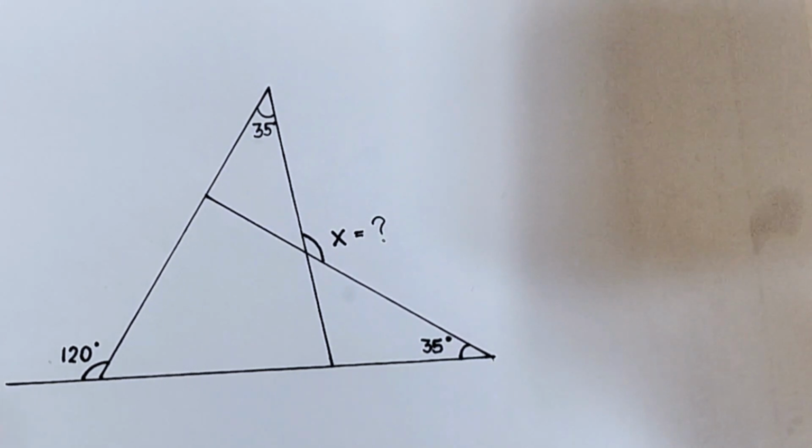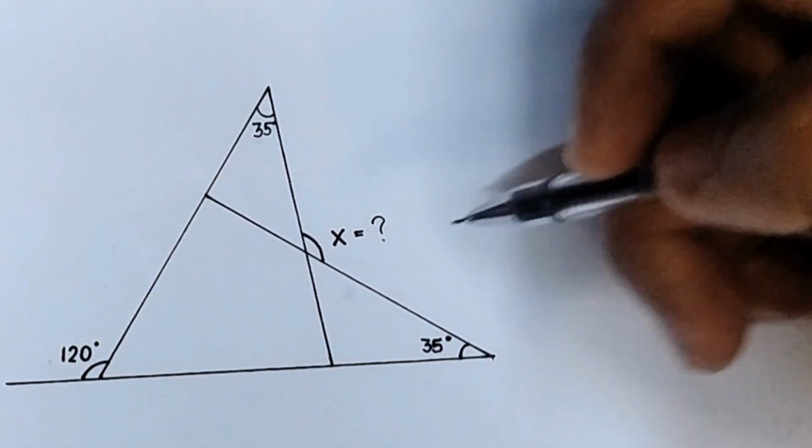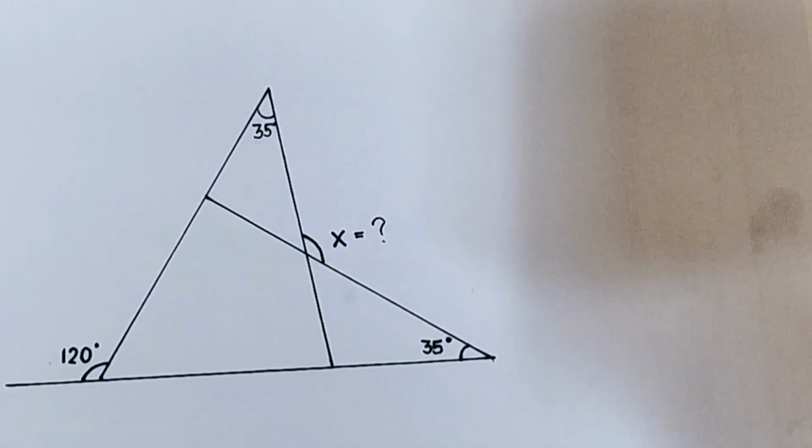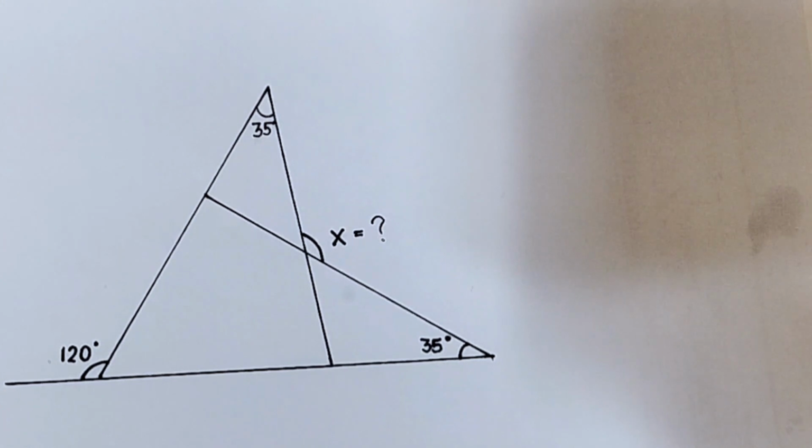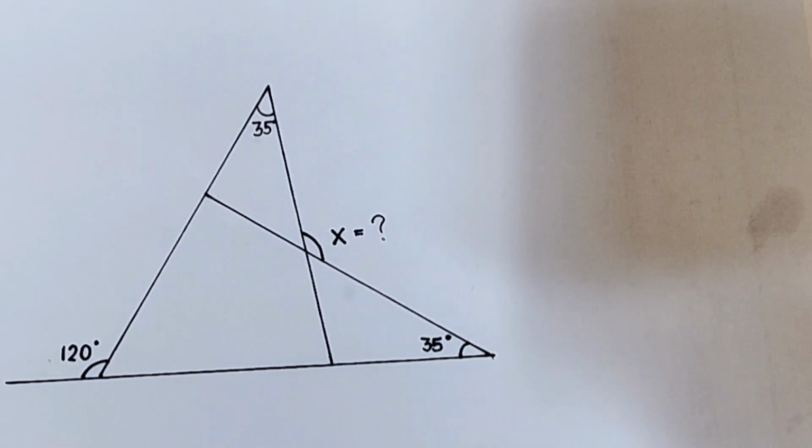And of course we're gonna use that here to find the value of x. Aside from supplementary angles, we can use the angle relation of interior angles of a triangle. Remember that the sum of all three interior angles of a triangle is always equal to 180 degrees. Alright, and now let's solve this problem.